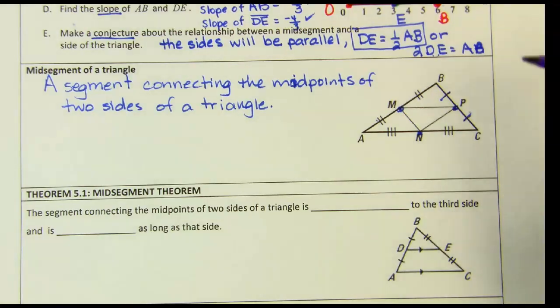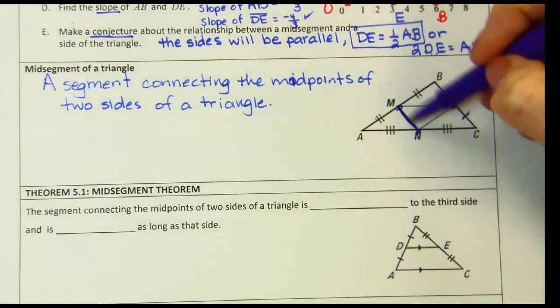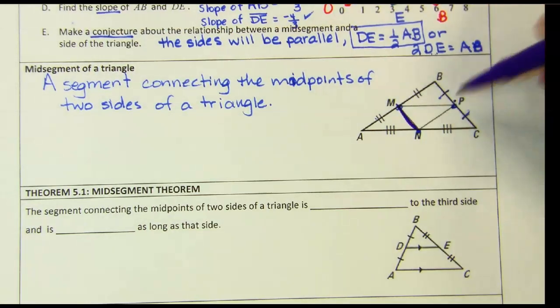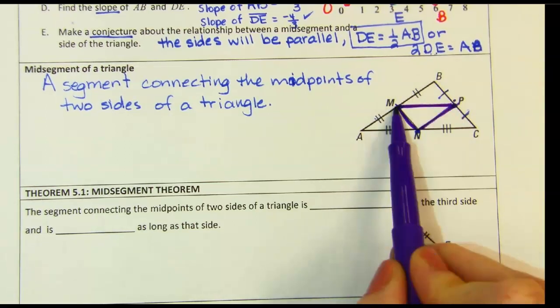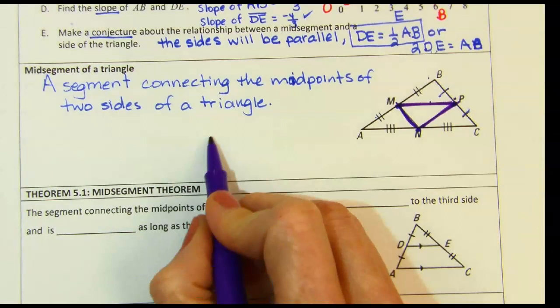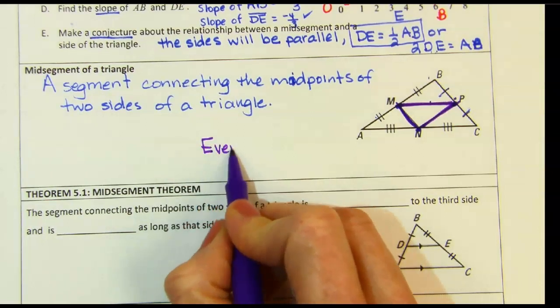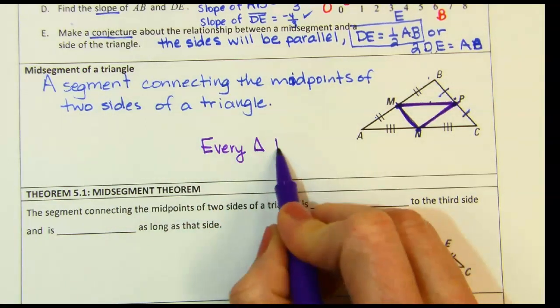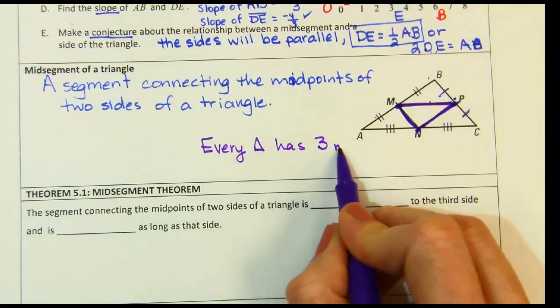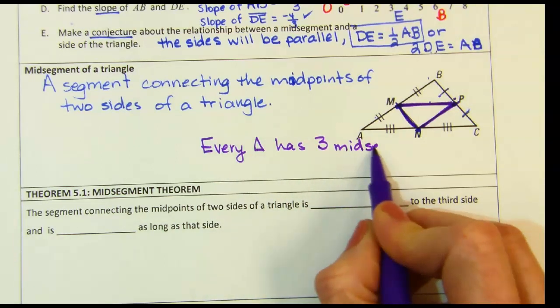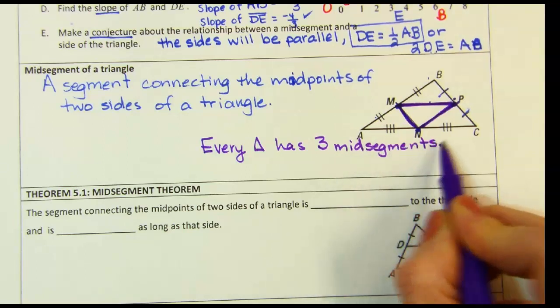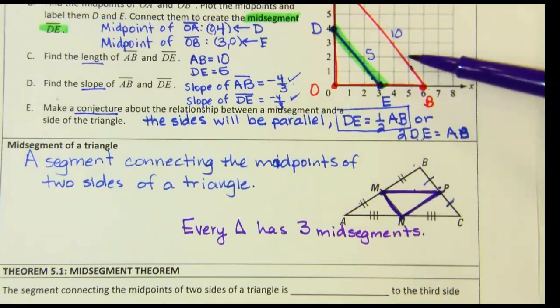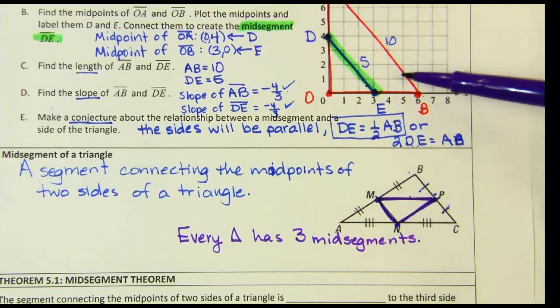Now, please take note. This midsegment is parallel here. This midsegment is parallel over here, and this midsegment is parallel here. So it's important to note that every triangle has 3 midsegments. Every triangle has 3 midsegments. So even though up here in this investigation we did not study it, it actually has 3 midsegments.